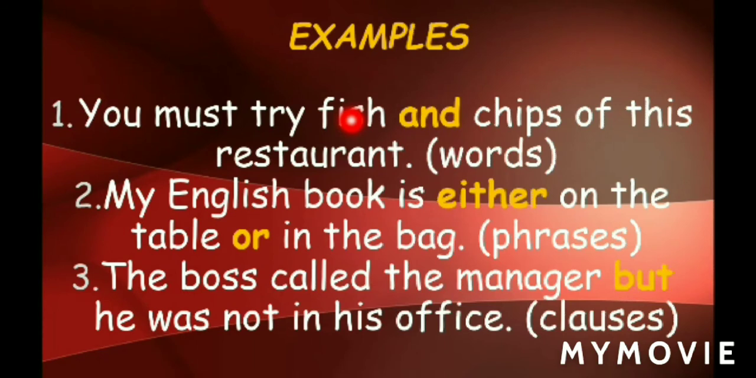In the first sentence, fish and chips are joined by a conjunction. In the second sentence, a pair of conjunctions, either or, has joined 2 phrases, on the table and in the bag. And in the third example, 2 clauses are joined by a conjunction, but.